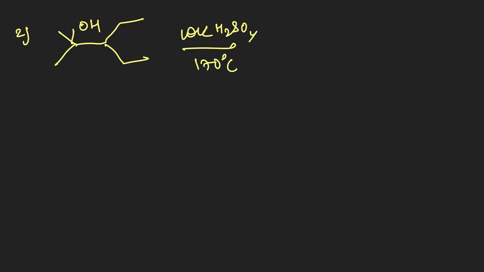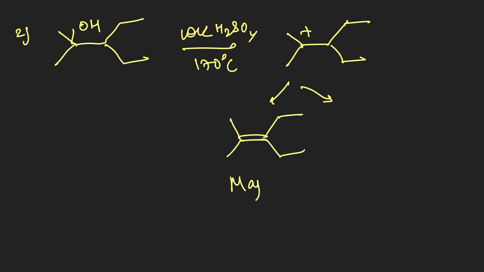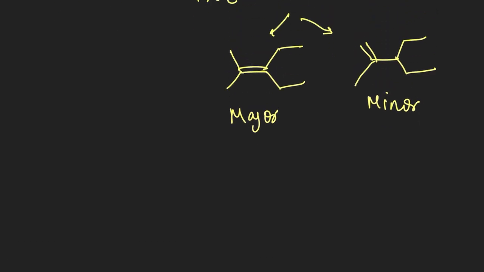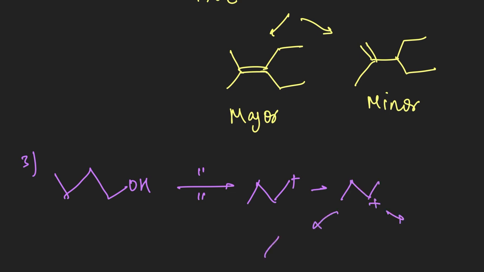Now there will be generation of carbocation. The carbocation will be here. It will have two products. This is major and this is minor. Third, again we have the same reactant, so the carbocation will form. It will rearrange and give two products. This is major, Saytzeff, and this is minor, Hofmann.